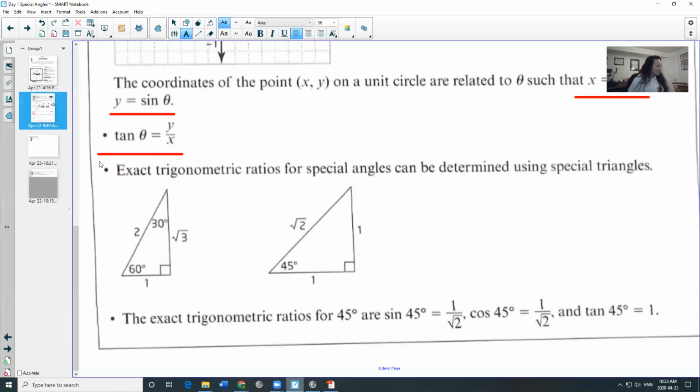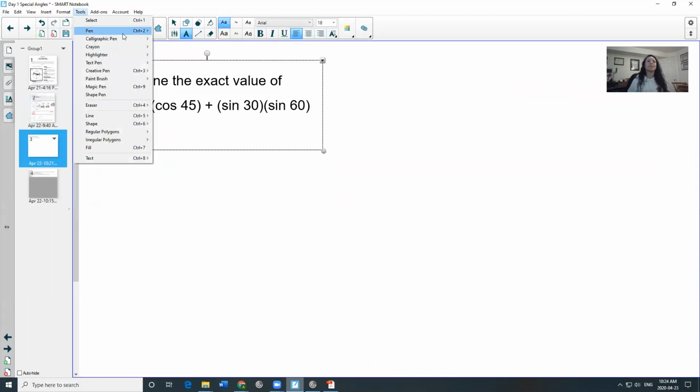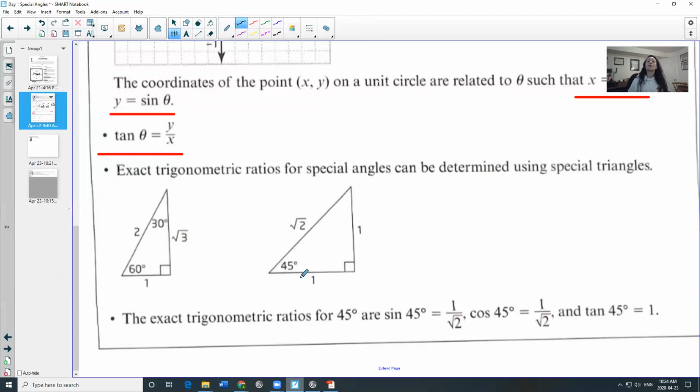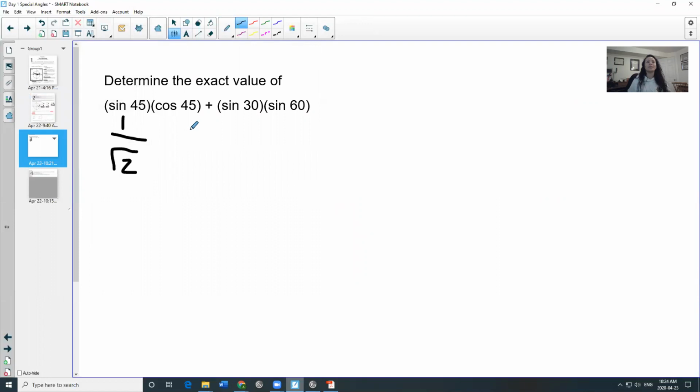And the first one was sine of 45. Okay, so here's 45. Sine of 45, remember, is opposite over hypotenuse. So it's 1 over root 2. Okay, so this part right here, let me get my pen going. Okay, so sine of 45 is 1 over the square root of 2. Cos of 45, let's go back. Let's look at our special triangles. Cos of 45 is adjacent over hypotenuse. It's also 1 over root 2. Okay, so this is going to be times 1 over root 2. Plus, now I need sine 30 and sine 60. So we're going to keep these values in our head.